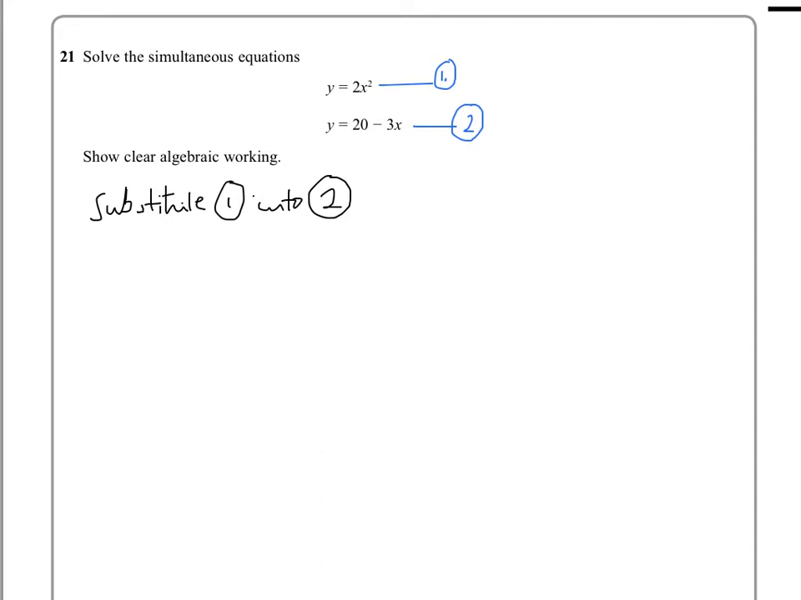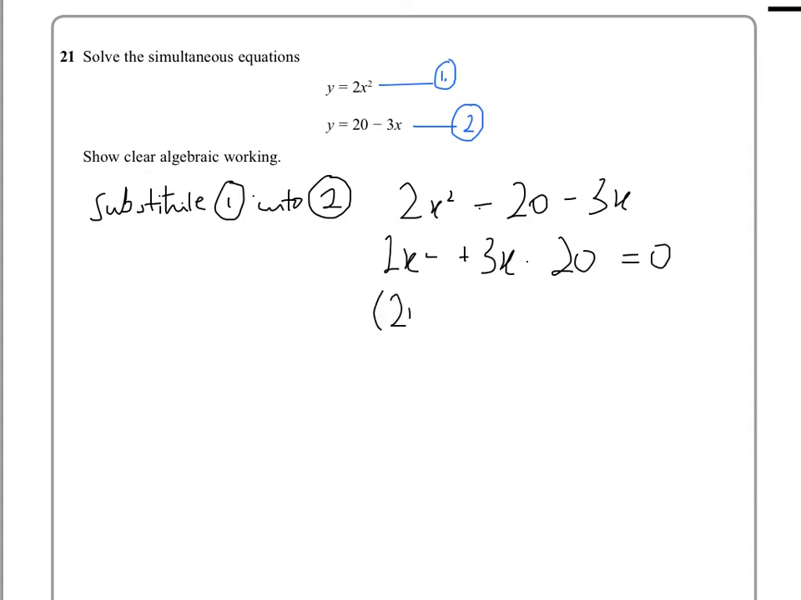If we replace the y in number 2 with what we know y is equal to in number 1, that's 2x squared, what we therefore end up with is 2x squared equals 20 minus 3x. So therefore 2x squared plus 3x minus 20 equals 0. So we have to factorize that now.